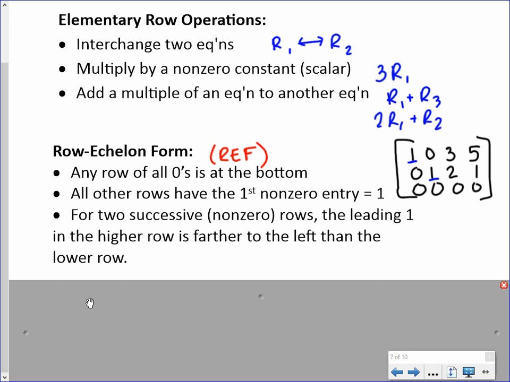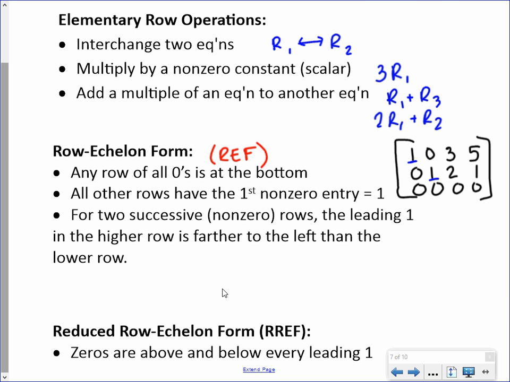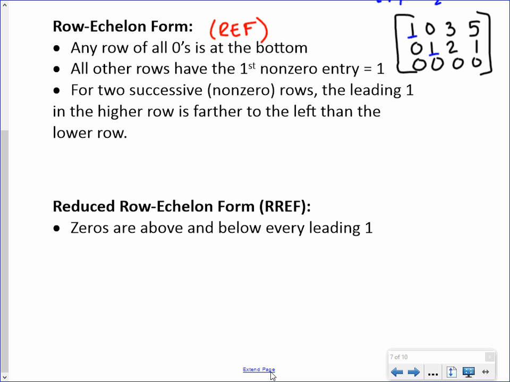And finally, before we leave this one slide, we have one other thing that'll come in handy later. It's called reduced row echelon form, RREF. And in reduced row echelon form, there are zeros above and below every leading one.